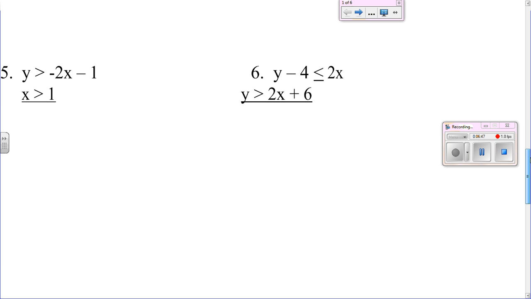Number 5, y is greater than negative 2x minus 1. Go down 1, make a dot, then go down 2 and right 1, make another dot. It's going to be a dotted line, and you're going to shade above it. Then your second equation, x greater than 1, means you go over to 1 and make a dot, and then it's a vertical line at 1, and you're shading everything to the right of the vertical line.